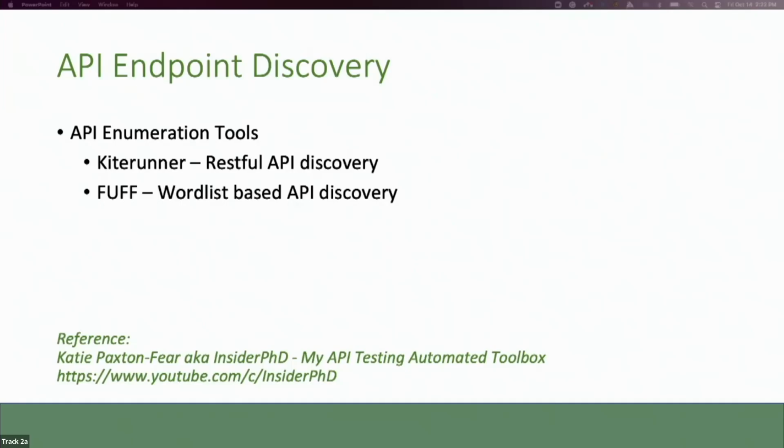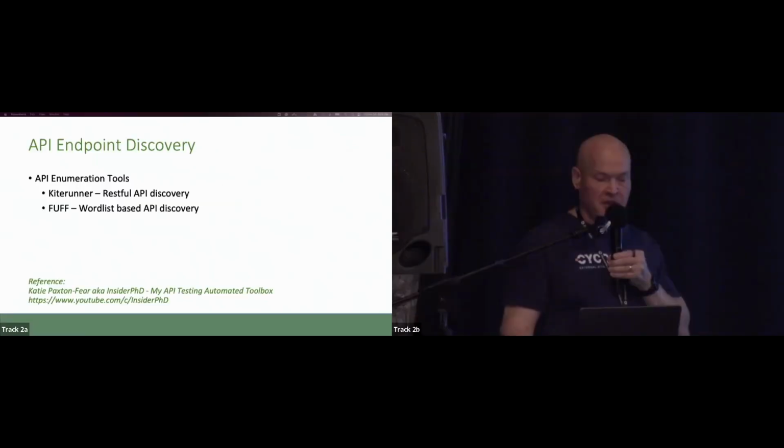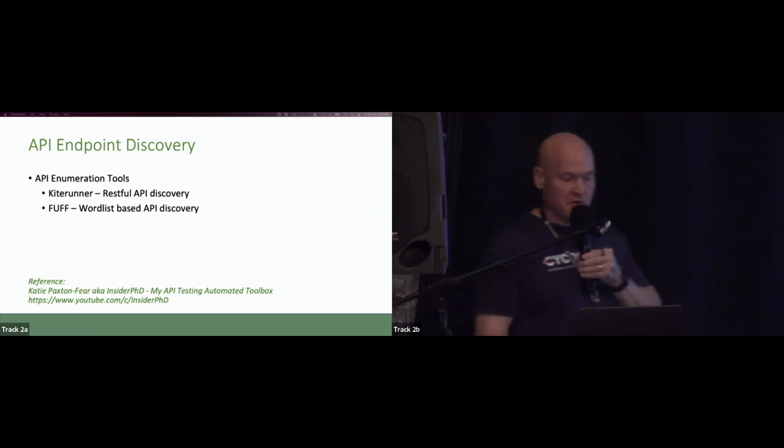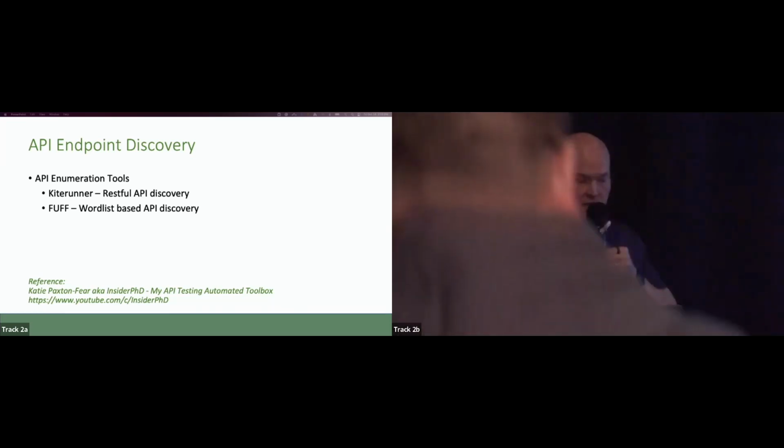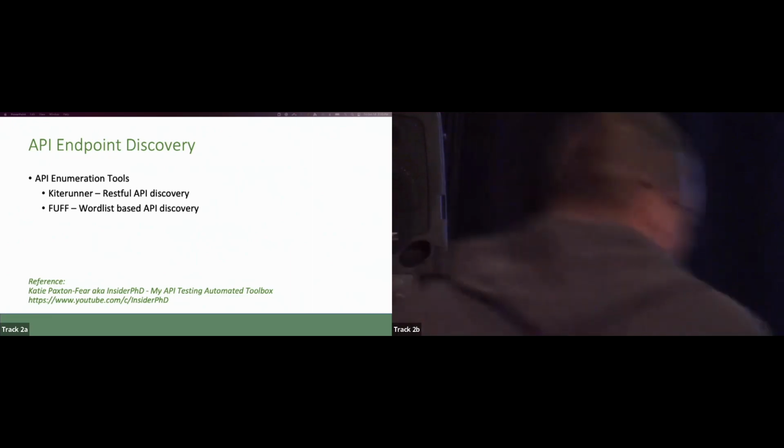So API endpoint discovery, API enumeration tools: Kiterunner for RESTful API discovery, and ffuf using word-based API discovery. And this is another great bug bounty researcher that the resource came from, Katie Paxton-Fear, also known as InsiderPhD. This was taken from her talk titled My API Testing Automated Toolbox, and these are the tools that she used in this.